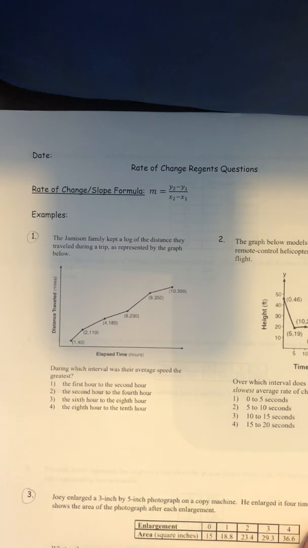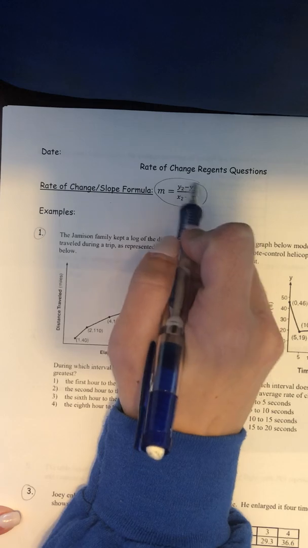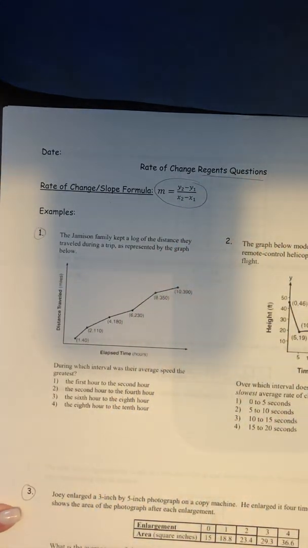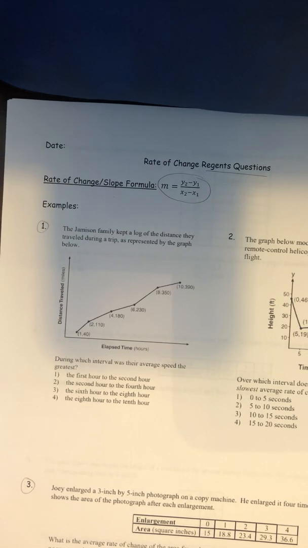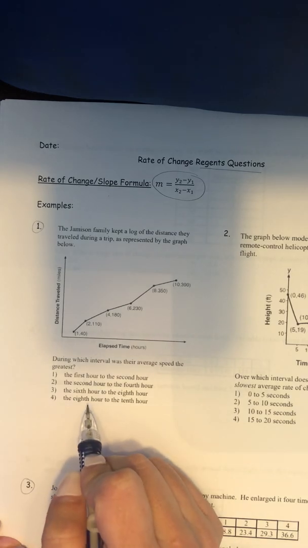Today's notes are on rate of change again. Remember, rate of change is just a fancy word for slope, and we're going to use this formula. All of these questions are old Regents exam questions. We aren't going to do all of them. We're going to pick and choose the ones because a lot of them are pretty similar. They like to ask the same exact types of questions on rate of change over and over again on the Regents exam. We're going to look at number 1.